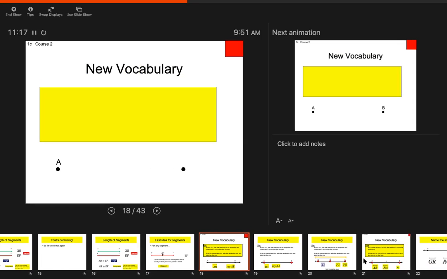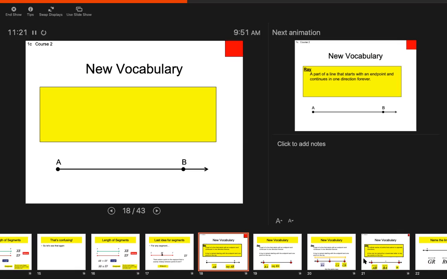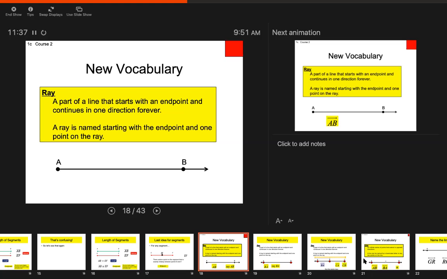Further, we talked about if you start at one point and you go in one direction forever, you never stop. That's what this arrow means. That's called a ray. Rays are named specifically. It starts with the endpoint. It doesn't start with the one close to the arrow. It starts with the endpoint, and then any point along the way is fine.